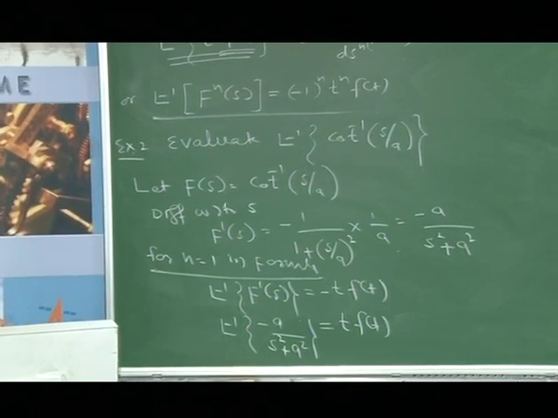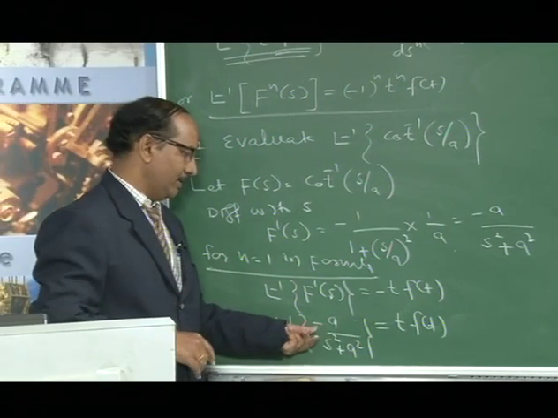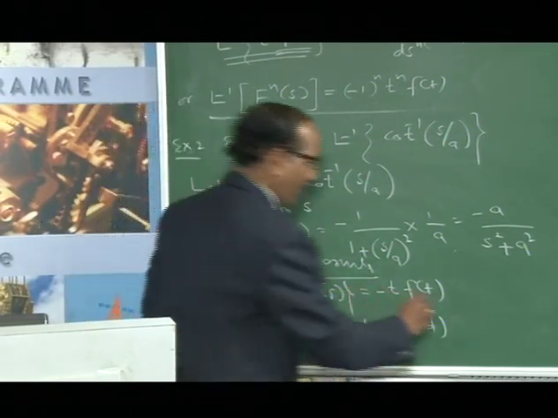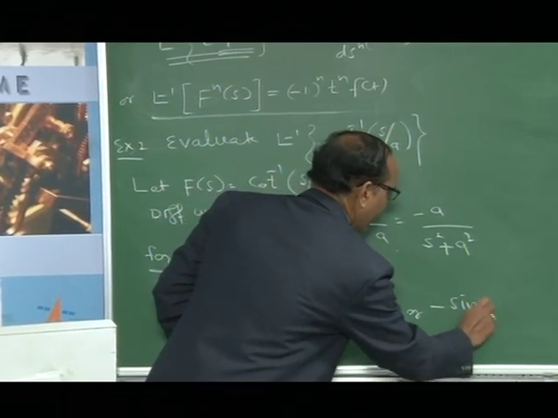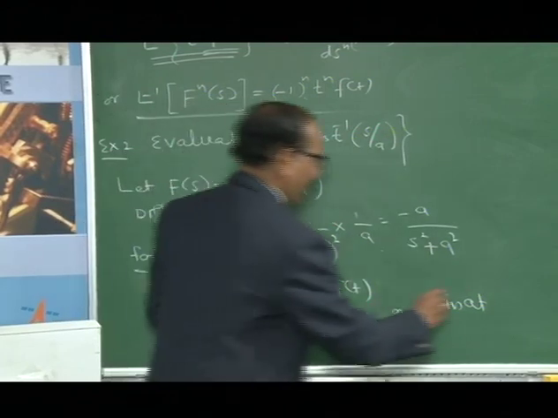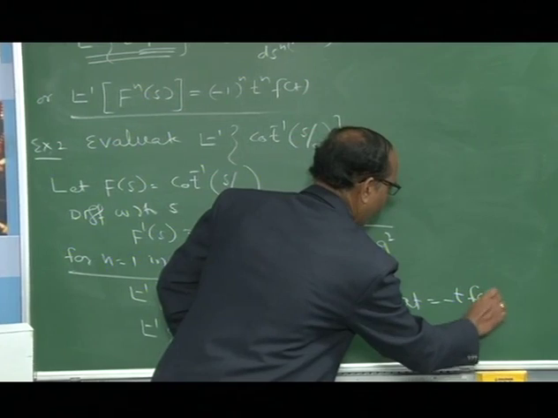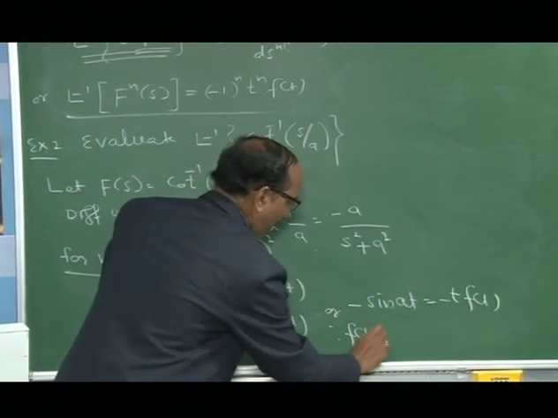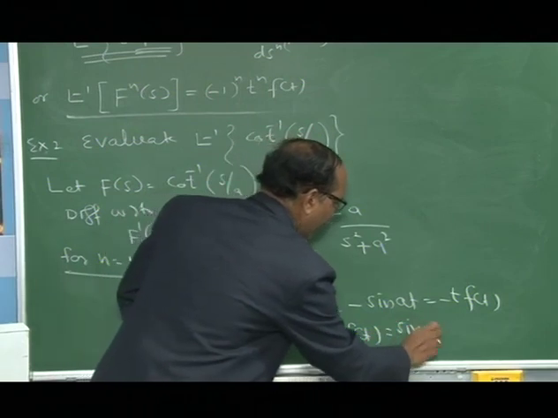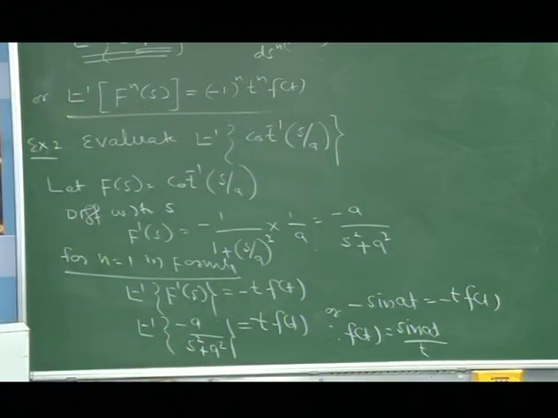So, in this expression find out f of t. We know the L inverse of the left hand side is directly sin a t, since minus is a constant. The right hand side is the same, minus t into f of t. So, f of t is equal to sin a t divided by t, that is the inverse of the given problem.